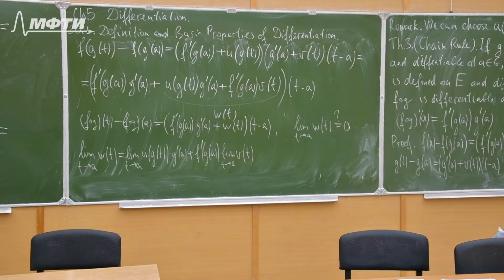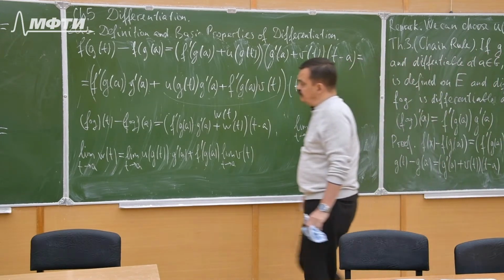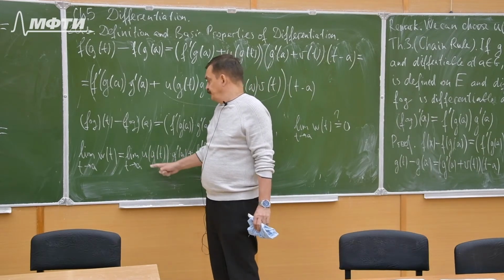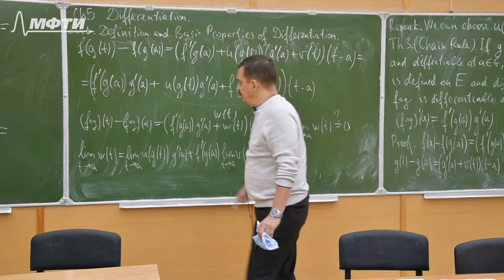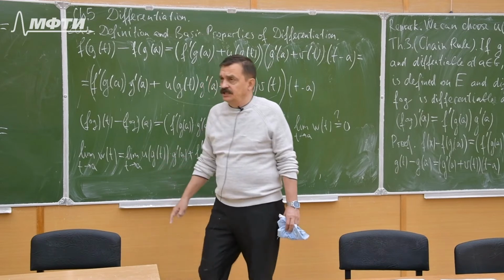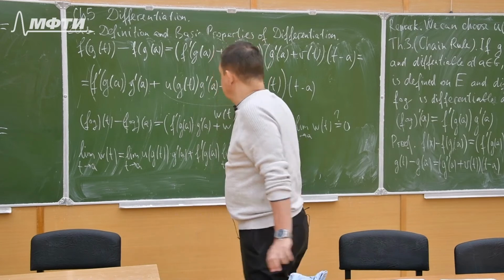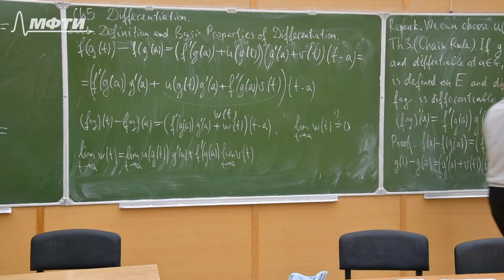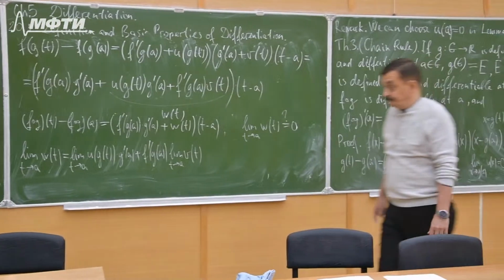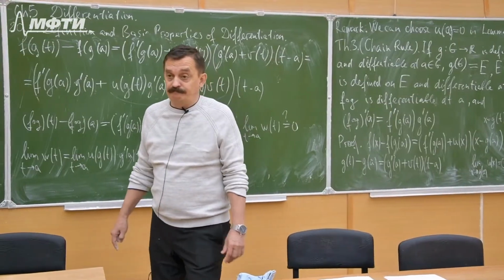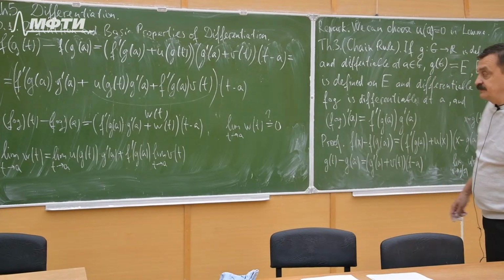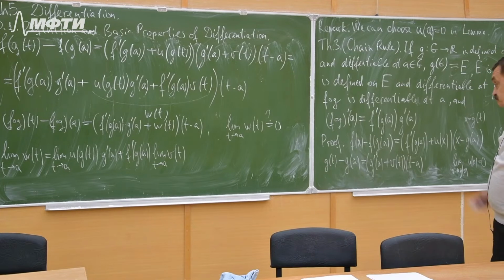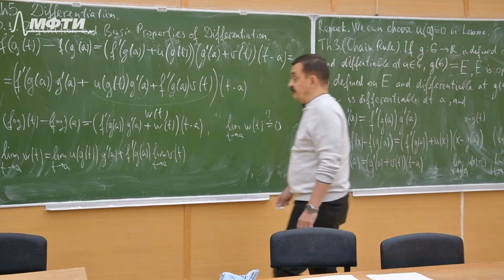Why? Because we wrote a theorem about the limit of a composition. So we may take limits separately in a composition if we know that the function g of t is not equal to g of a in a neighborhood of a. Definitely we have no information of this kind here. Nobody excludes the case when g of t, for example, is constant. In principle, it's possible. So we cannot refer to the theorem about the limit.